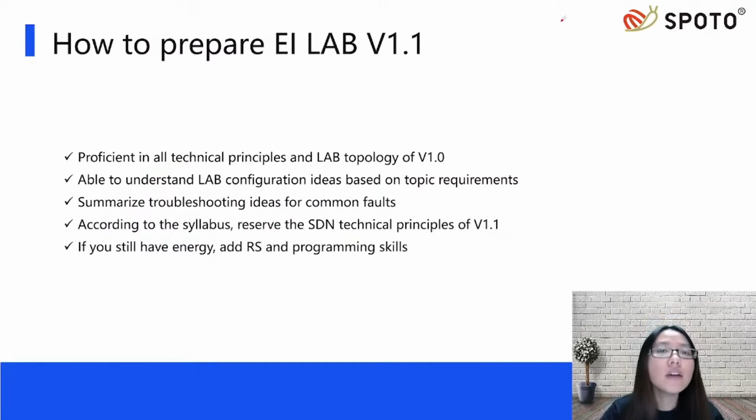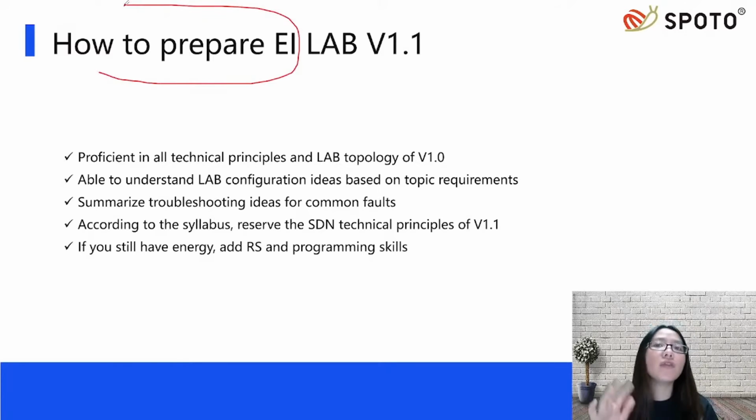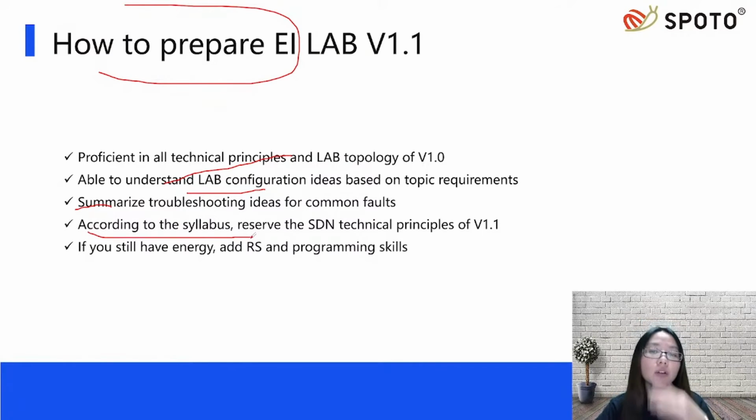If you want to take the new version of EI Lab, how should you prepare? Here I share a few points that I think are most important. First, be proficient in all technical principles and the lab of version 1.0. Second, you should be able to understand the lab configuration ideas based on the topology requirements. Third, summarize troubleshooting ideas for common faults. Then, according to the syllabus, review the SDN technical principles of version 1.1.